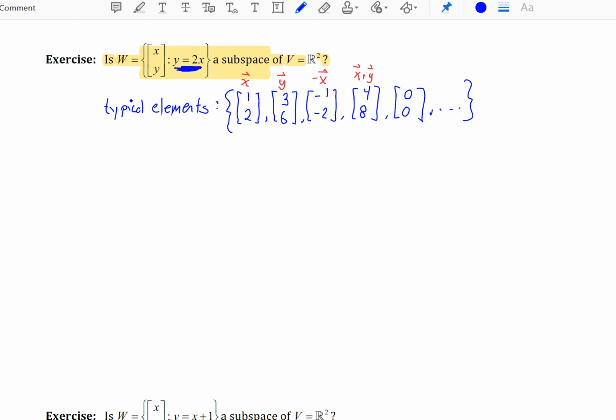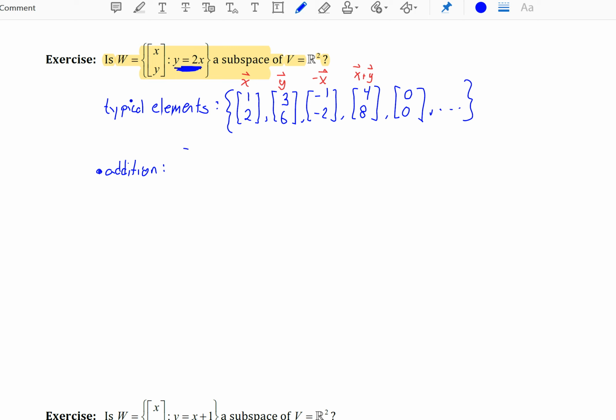But if I really want to show this is a subspace, I want to show it in general. So let's show that this works in general. And let's show the addition property. It looks like I couldn't spell addition there. Let me try that again. A-D-D-I-T-I-O-N.